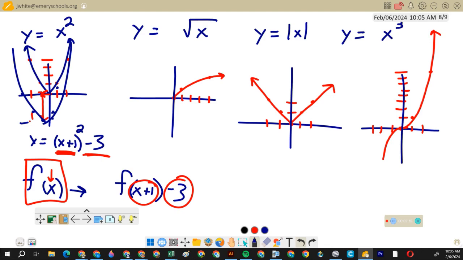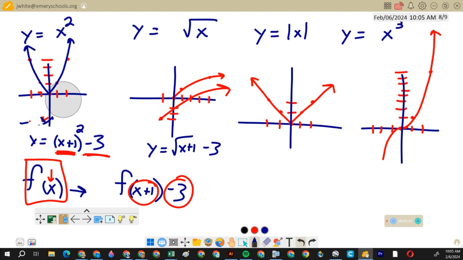Okay, over here, y equals the square root of x plus 1 minus 3. So we go left 1 and down 3, and then we draw that graph. Okay. All right. Let's do it the fast way.